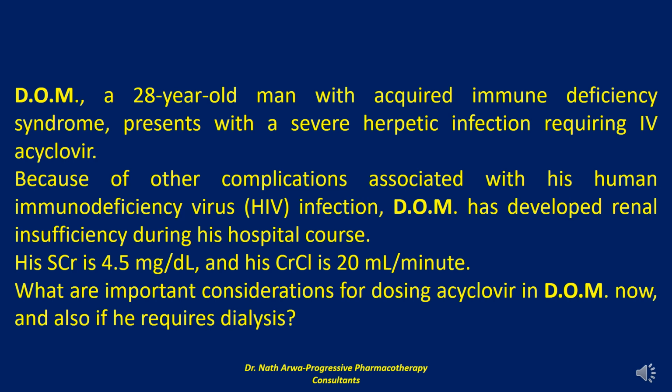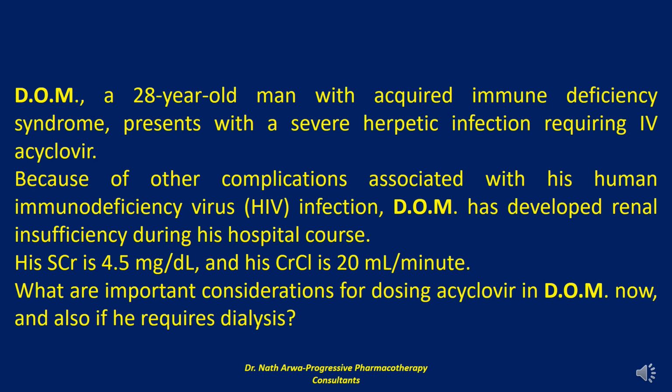In patients with normal renal function, the clearance of acyclovir ranges from 210 to 330 ml per minute. In patients with end-stage renal disease, the clearance is 29 to 34 ml per minute.